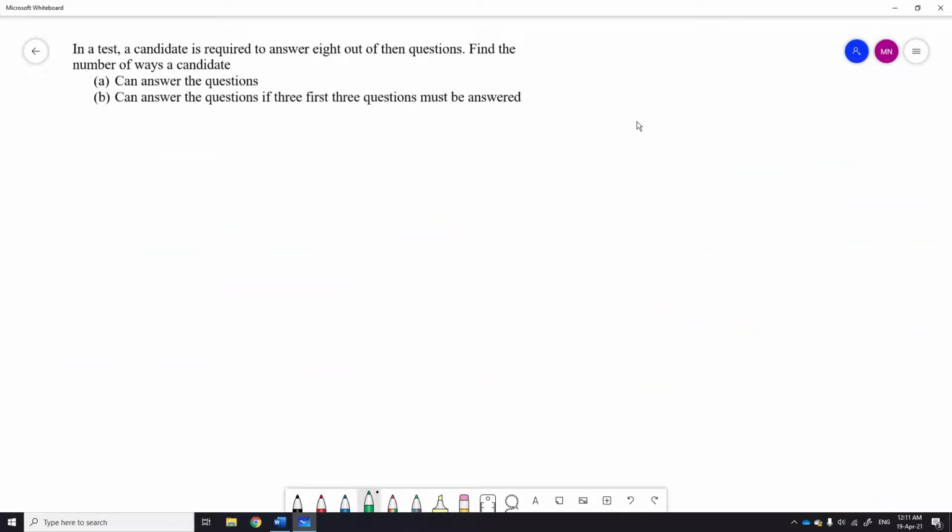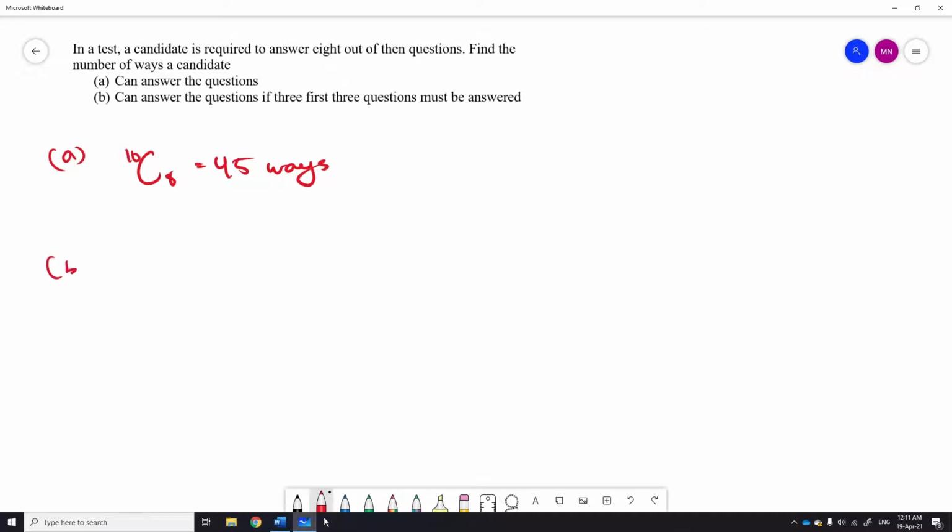Okay, next example: in a test, a candidate is required to answer 8 out of 10 questions. Find the number of ways a candidate can answer the questions. So we have 10 questions that 8 must be answered. So that is just 10C8, equal to 45 ways.